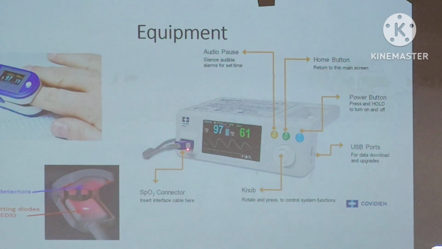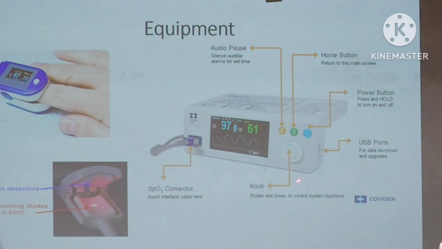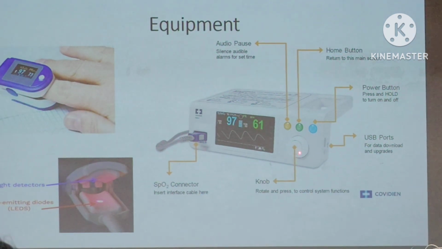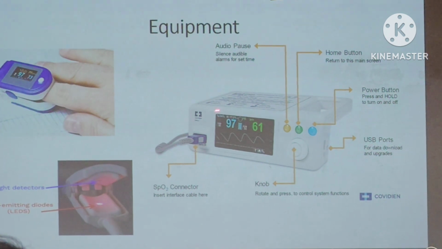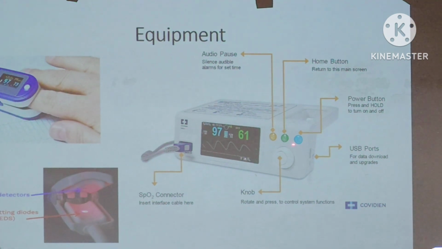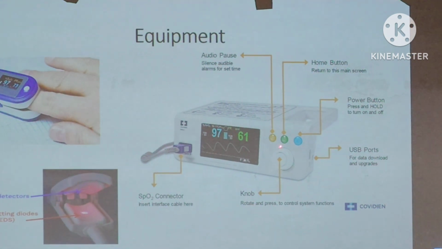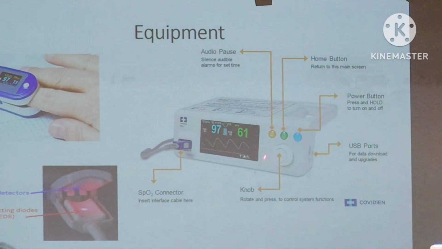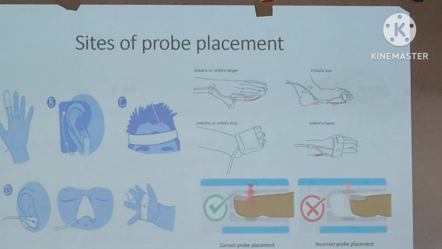Here is an SpO2 connector, which is connected to the patient. This is a knob to control the patient functions. This is a USB port; if this data is stored, it can be available for future use. And this is the on-off button. This is the home button to do some settings. And this is the audio button to silence the alarm.